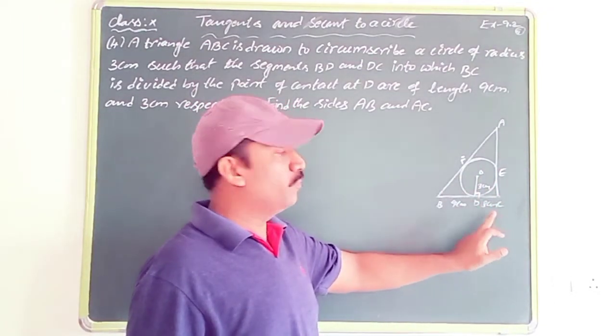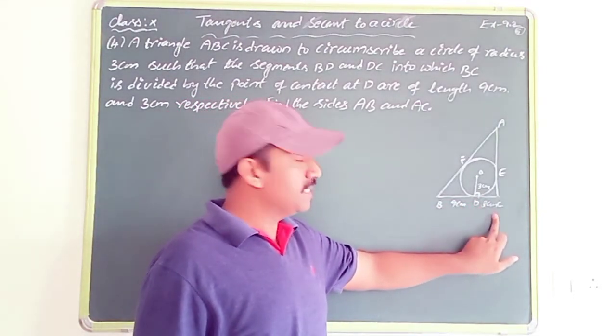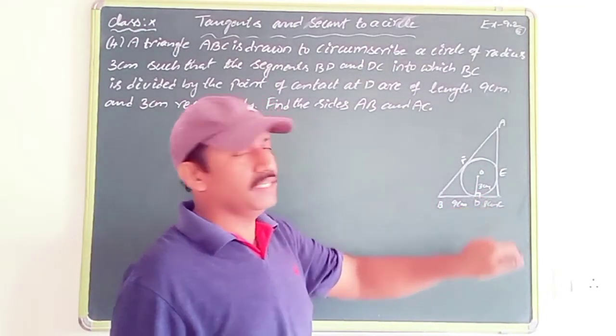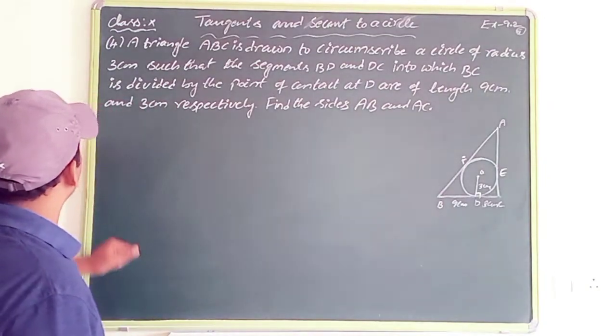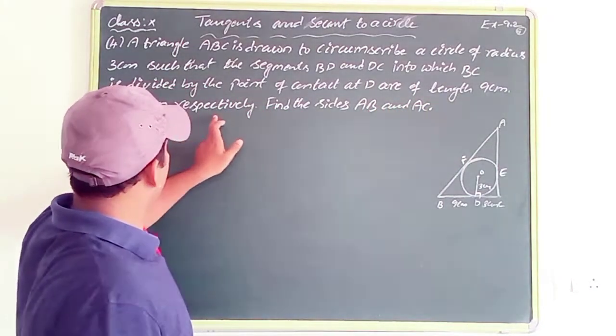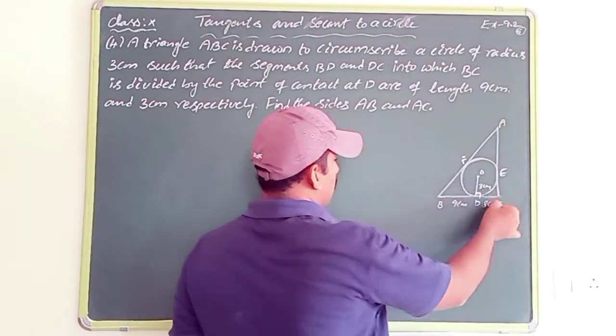Radius and side, but D is the point of contact they have given. So that means BC is the tangent. Now, tangent and radius make 90 degrees, so I have taken here 90 degrees. The lengths given are 9 centimeters and 3 centimeters respectively. Find the sides AB and AC.